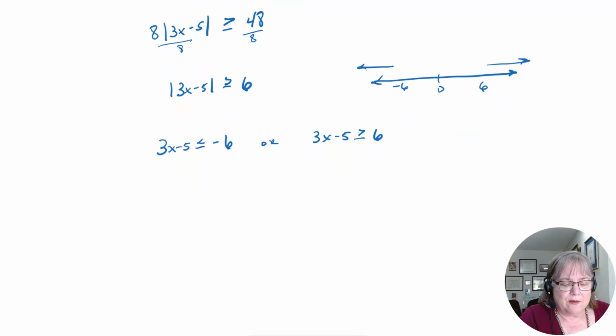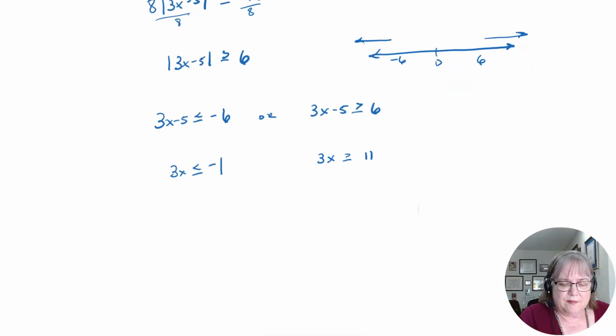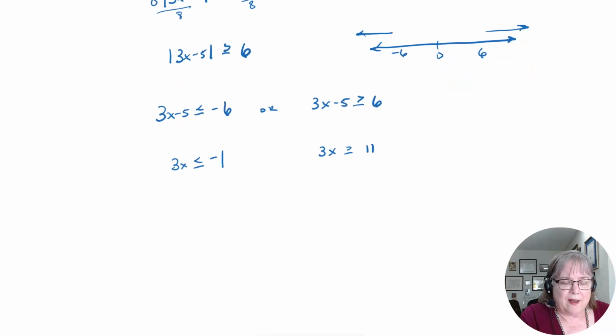So we try to simplify the left. There's nothing to do. So we would isolate our variable term, getting our numbers on the other side. We would add 5 to both sides. So you'd have 3x is less than or equal to negative 1. Over here, you would also add 5 to both sides. So 3x is greater than or equal to 11. So all we did was add 5 to both sides. All right, on we go.